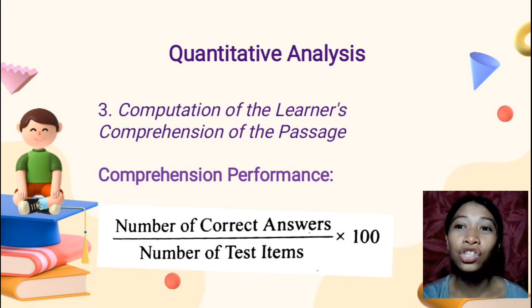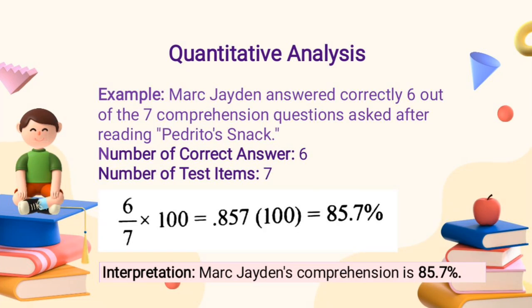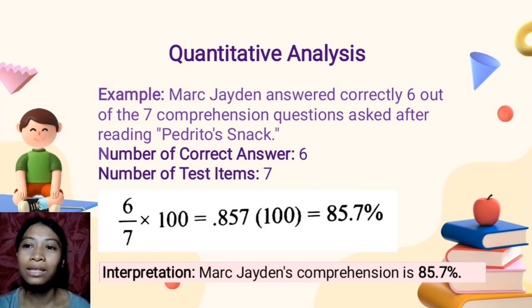Third, comprehension level. This is the percentage of correct answers to comprehension questions. If a student gets 6 out of 7 questions correct, that's 85.7%.